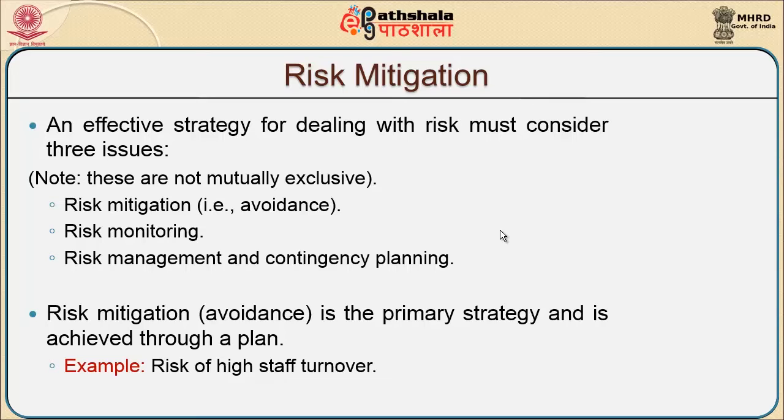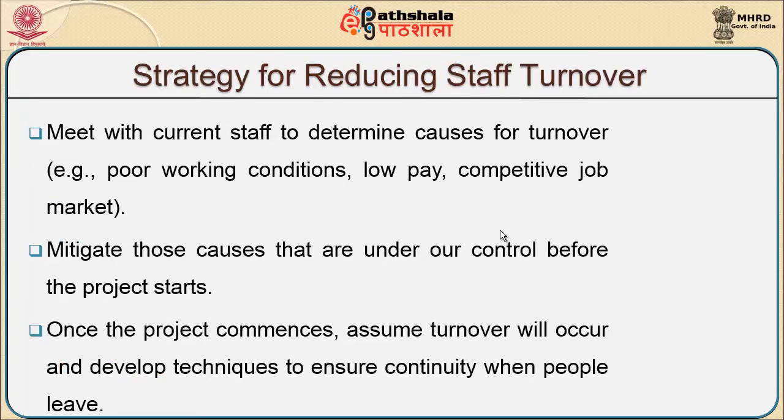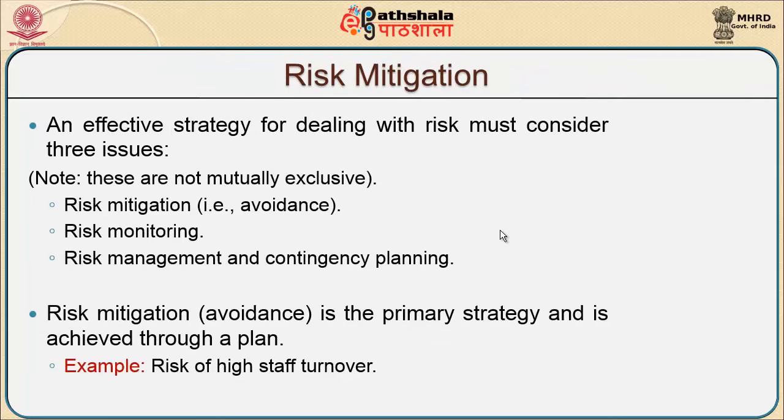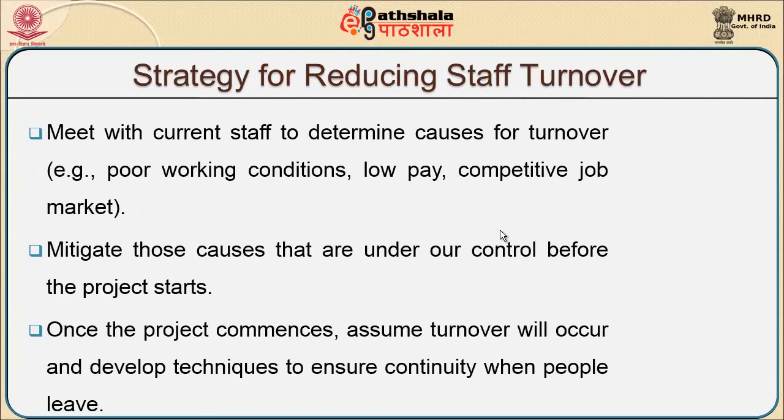Risk mitigation, to avoid, is a primary strategy and is achieved through a plan. So, the strategy of reducing staff turnover, the risk of high staff turnover, is being addressed here. We are trying to meet with current staff to determine causes of turnover, where we have poor working conditions, low pay, a competitive job market. So, we may have to address all these components in the beginning. This is the management perspective of it. Mitigation means avoiding those causes that are under our control before the project starts. So, these are certain areas we may have to address before we start the project.